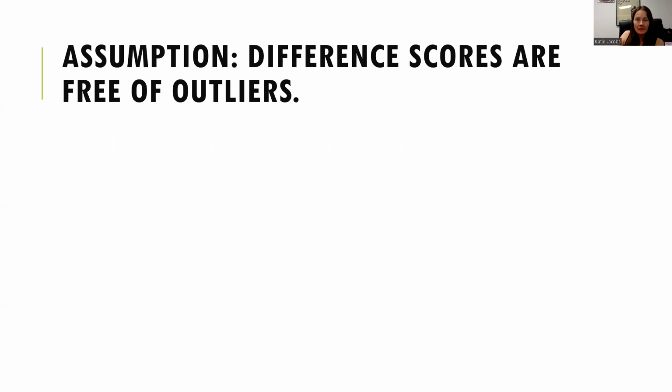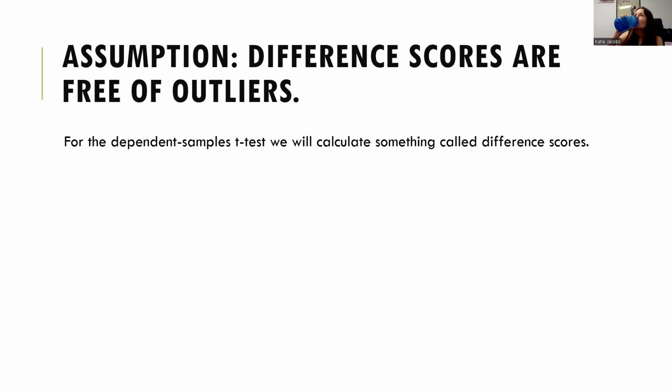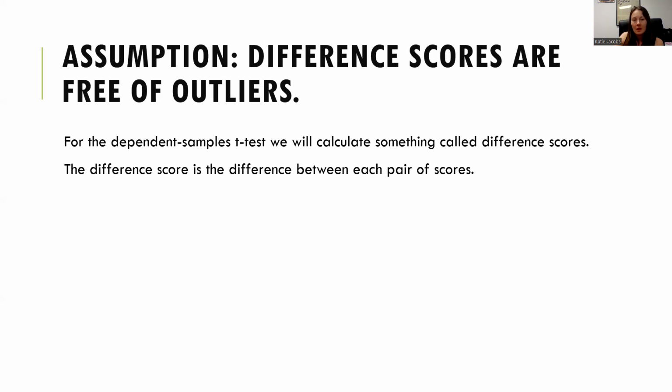All right, so our next assumption is that our difference scores are free of outliers. Although we've dealt with outliers before, this one's a little bit different than the way that we've done it. When we're calculating our dependent samples t-test, we're actually going to calculate something called difference scores. The difference score is literally just the difference between each pair of scores.